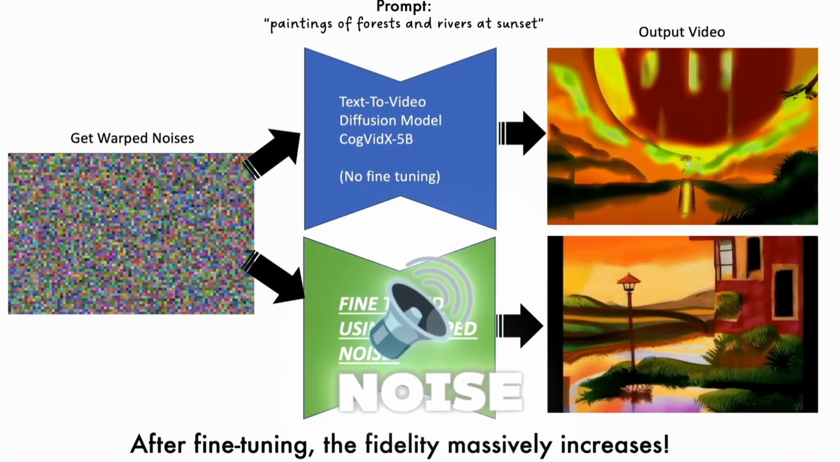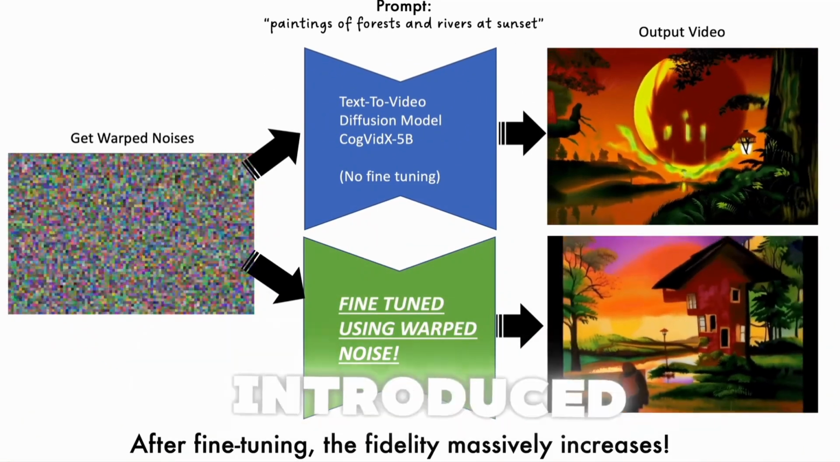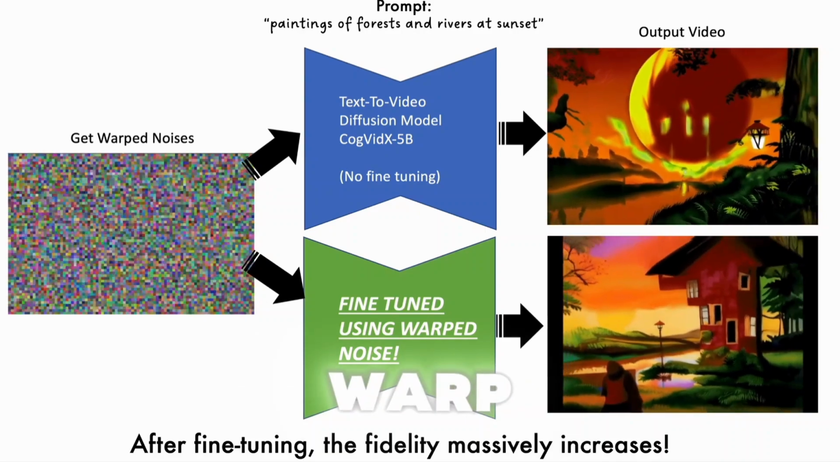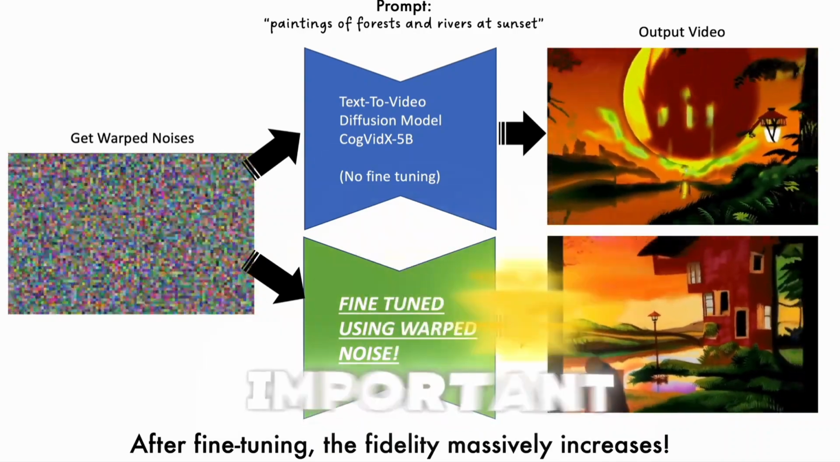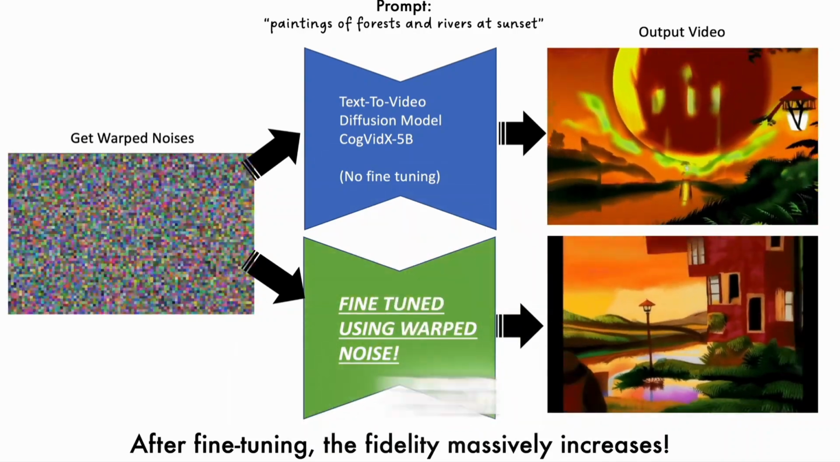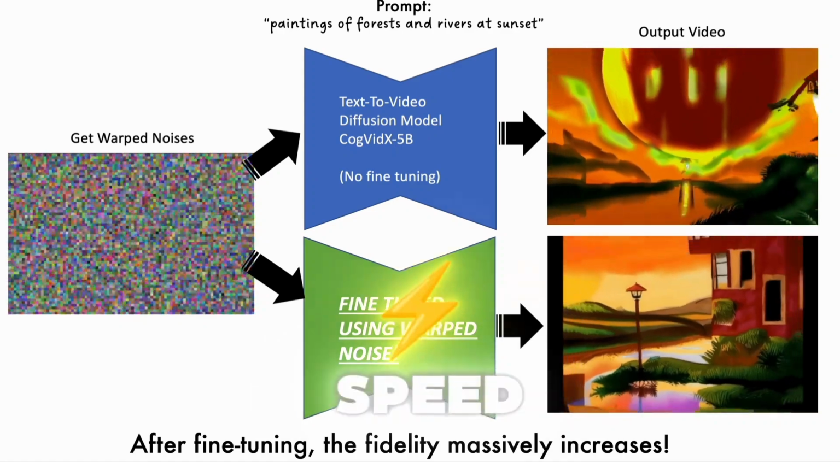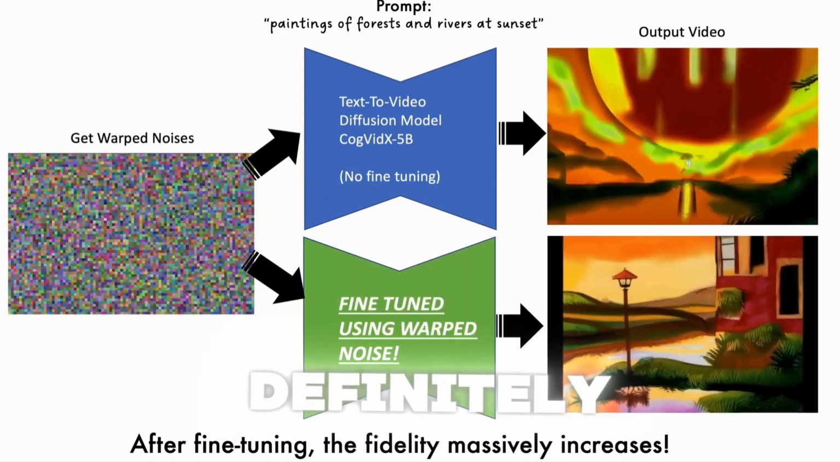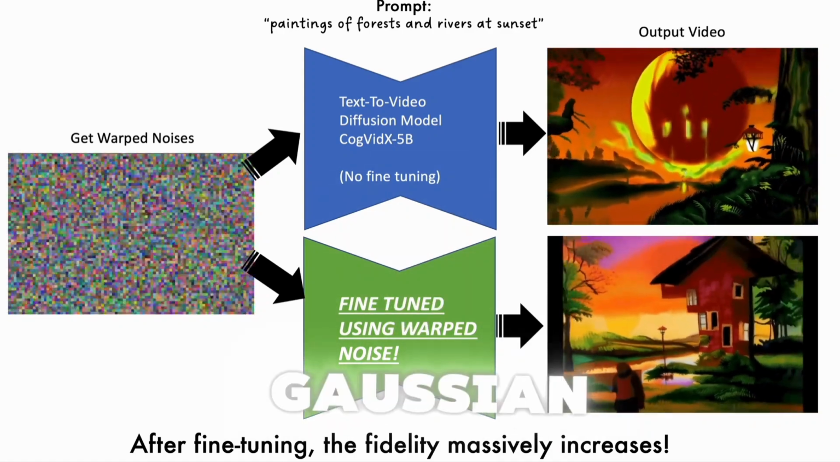So the real change in this is the warped noise visualization. They said they introduced a way to generate Gaussian warped noise very quickly, which is important because they needed to do this for millions of videos. So having that speed definitely helps with training, and definitely is better than just the pure Gaussian splatter.